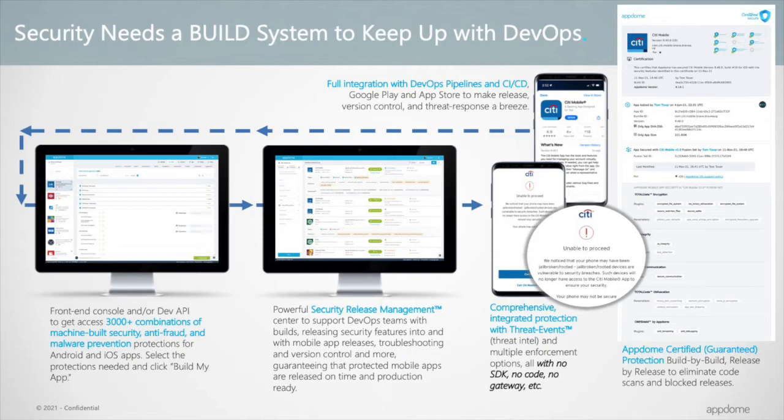With Appdome, cybersecurity and DevSecOps teams have a system to select the protections needed in each build with the click of a button or API command. Instruct Appdome to build the required protections in each app. With Appdome, the system builds the protections into the app, not the dev team.